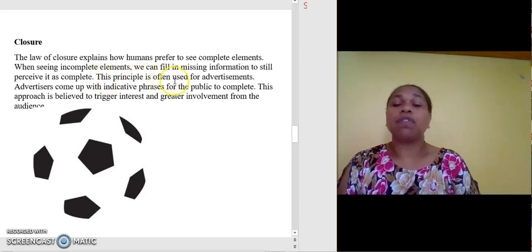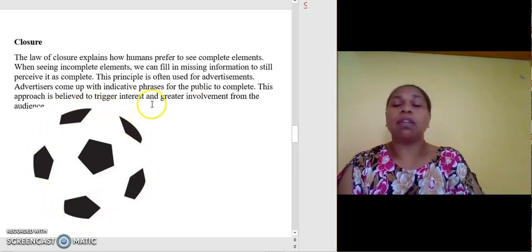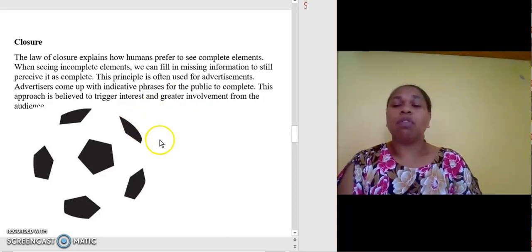This principle is often used for advertisements, and usually they come up with indicative phrases for the public to complete. This approach is believed to trigger interest and create further involvement from the audience. Okay, so look at the diagram below. I'm sure everyone would see it as the shape of a ball. Now, the human eye tells us it's the image of a ball.